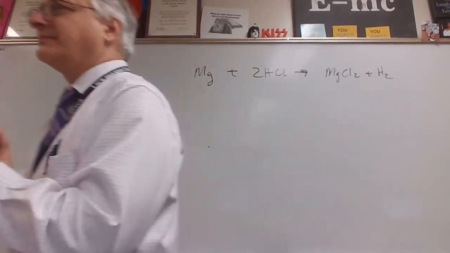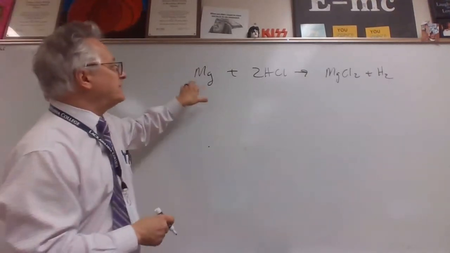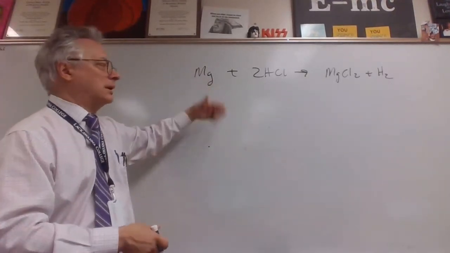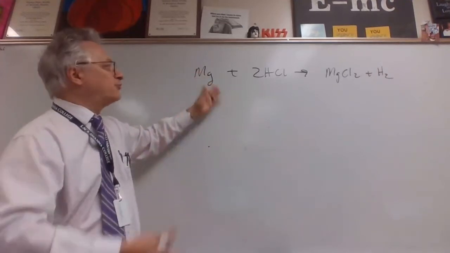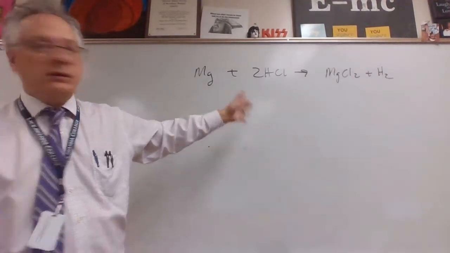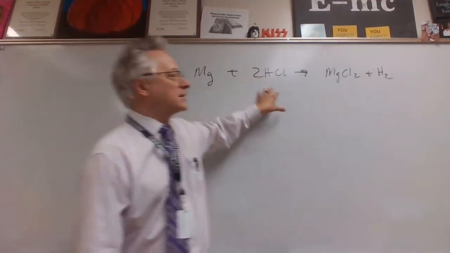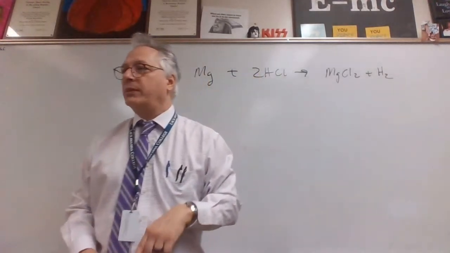Yes, Anna? If Mg had something bonded to it, that would be right. Yeah, like say if this was magnesium nitrate, you could potentially make that a double replacement. Yes, that's the short answer. If this was a compound and that was a compound and they switched partners, we'd have double replacement.